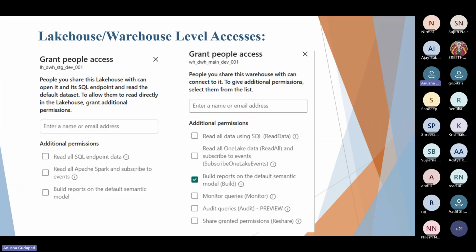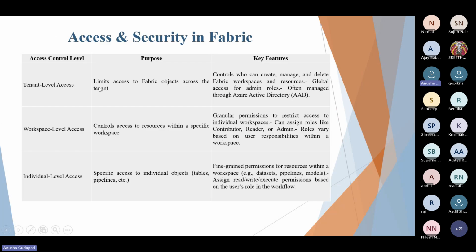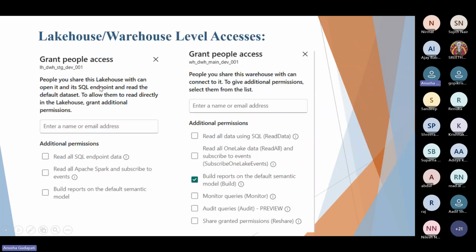The third level of access that I'm talking about is the individual level. There's also one more thing called the workspace or lakehouse level access. So towards my left is the lakehouse level access and towards my right is the warehouse level access. With a lakehouse, you have 3 different options.